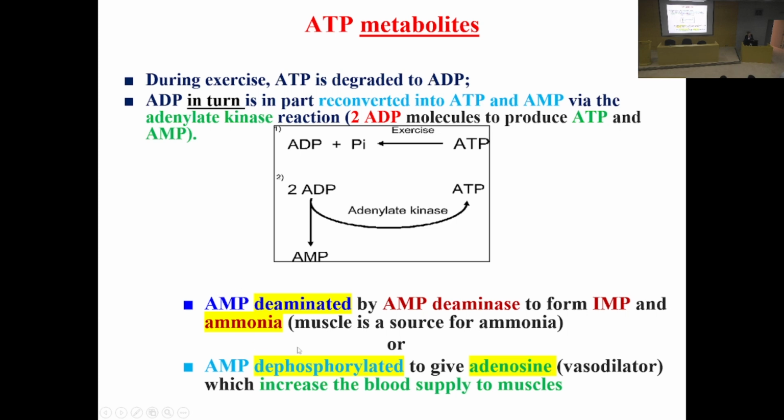Or the AMP can be dephosphorylated. We remove the phosphate group, and we obtain what we call adenosine. And this adenosine is a vasodilator, and it is very important to increase the blood supply in the muscles. Okay, so this is to show you how the ATP metabolites, ADP and AMP, can be used for muscle contractions, even though they are not ATP.